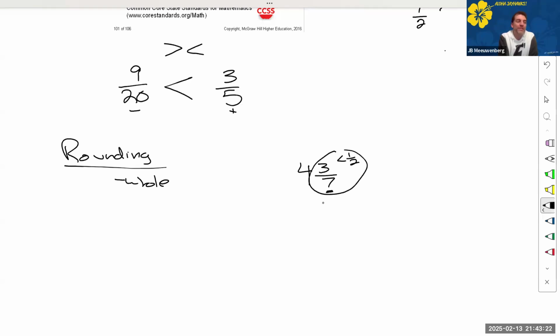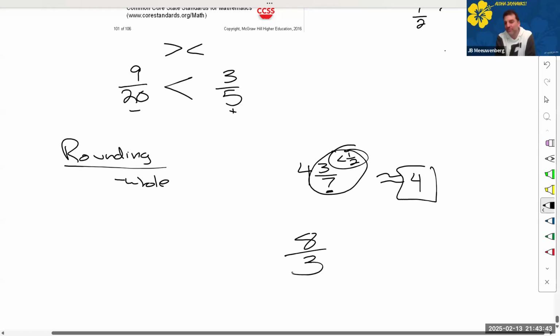So this would round down to 0, and we would say that this would be approximately the number 4 if we had to round it to the nearest whole number. It's either going to be 4 or it's going to round up to 5. Because we're less than halfway there, this will round to 4. Go ahead and try that with this one.